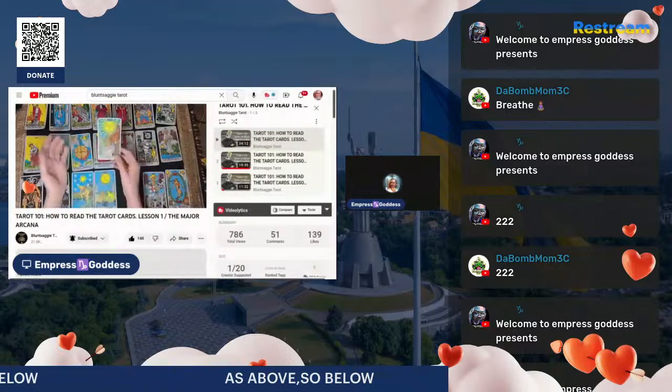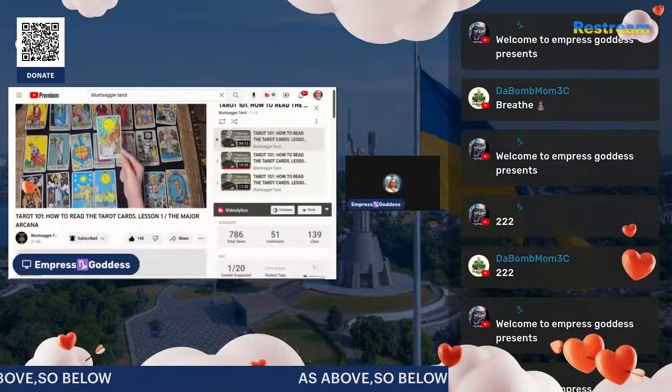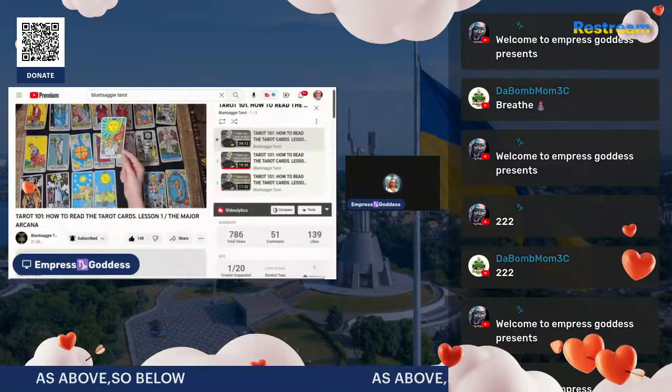And then we have the sun. Many think the sun is the happiest card in the deck, but it's not, and we'll get there in a minute. But it is a card of happiness. This is a card of success. This is a card of spiritual enlightenment.